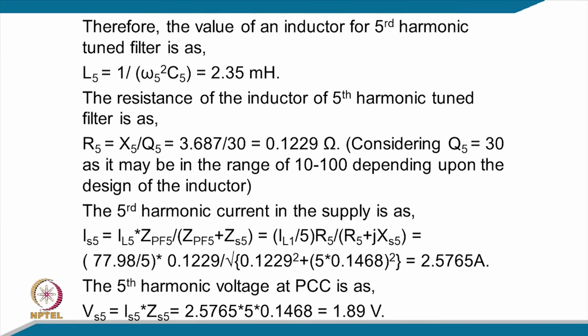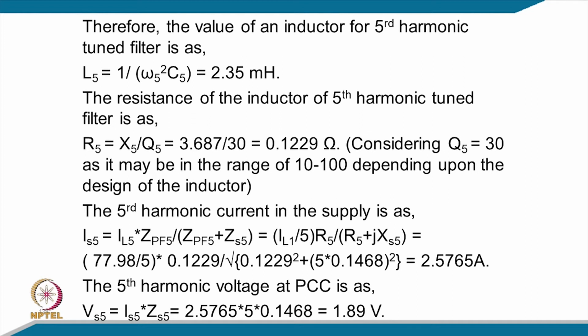Now, the value of the inductor for the seventh harmonic tuned filter will be L7 equal to 1 upon omega 7 square C7. So, that comes 1.198 milli Henry, and the resistance for the seventh harmonic tuned filter will be R7 equal to X7 by Q7, where we take 30. So, that value will be 0.0877 ohm, and the seventh harmonic current in the supply will be IS7 equal to IL7 into ZPF7 divided by ZPF7 plus ZS7, and keeping the value, it comes 0.948 ampere, and the seventh harmonic voltage at the PCC is equal to IS7 ZS7.